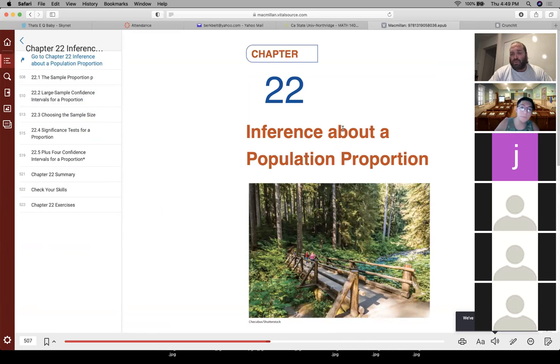Okay, now we're talking about a population proportion. So what have we done so far? We did means and we did two means. We did means when we knew sigma. We did means when we don't know sigma. We did means for the difference for a matched pair when we didn't know sigma. We did two means when we didn't know either sigma. So we spent a lot of time on means. Now, the other half of the situation is proportions.